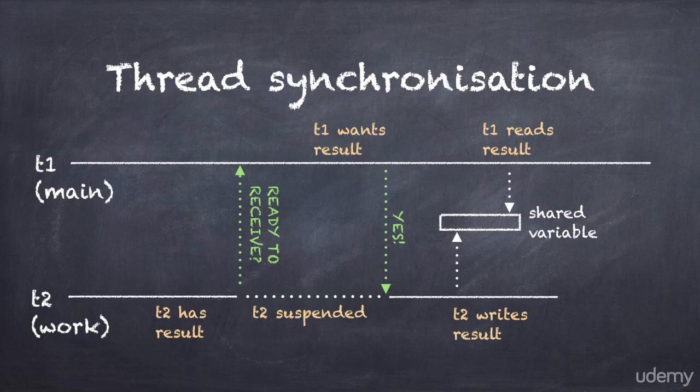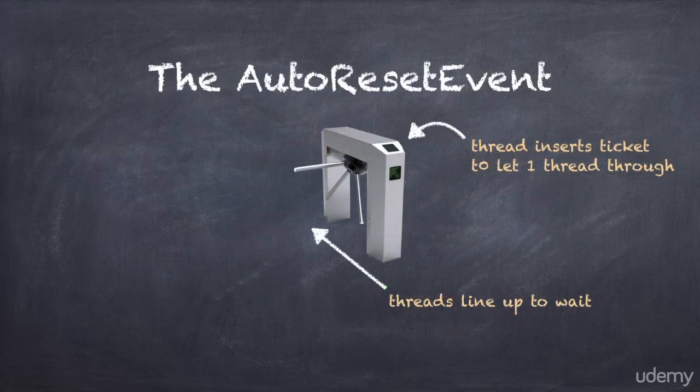The good news is that there's a class in the .NET framework that provides this exact type of communication, the AutoReset event. You can visualize an AutoReset event as a turnstile, like you see in movie cinemas. One or more threads line up behind the turnstile, waiting to be let in, and the act of inserting a ticket lets a single thread through.